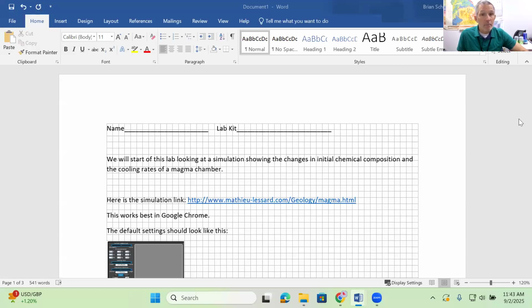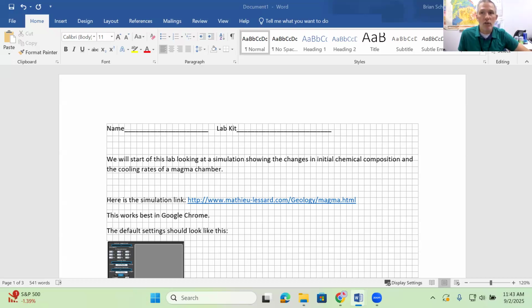Welcome to this week's lab. This lab is going to start off with using an internet-based simulator, and then we're going to proceed to using these samples. So let's get started with the lab itself.